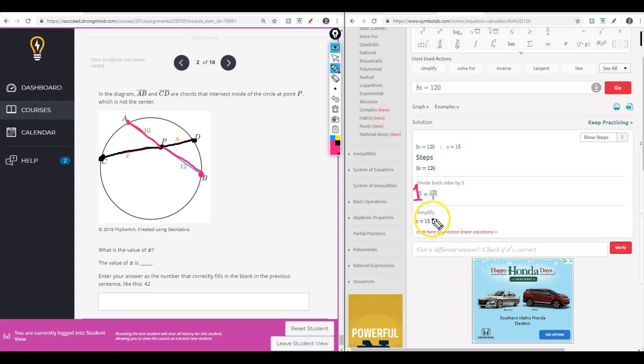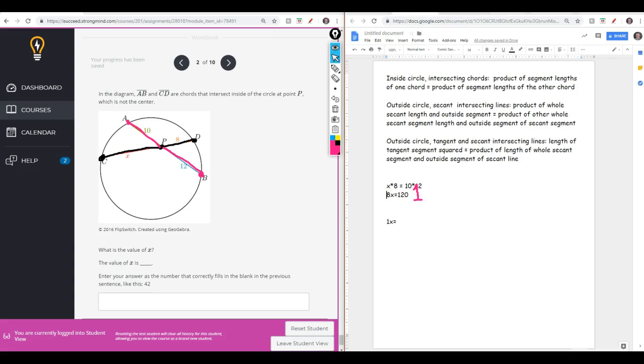So then 120 divided by 8 is 15. So then we know that x equals 15. So the value of x is 15.